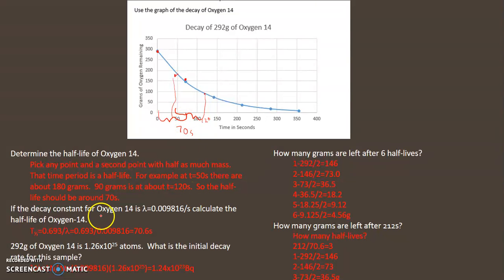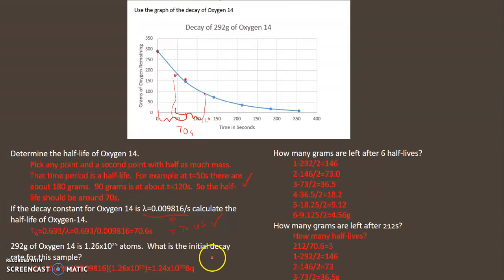So if the decay constant for oxygen 14 is 0.009816 1/seconds, calculate the half-life of oxygen 14. All we do is use 0.693 divided by the number that's given to us in the problem, and we should get 70.6 seconds. Does that check out? Because we estimated up here, and both of them are close to 70 seconds.